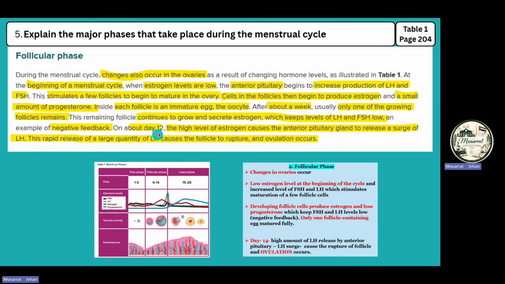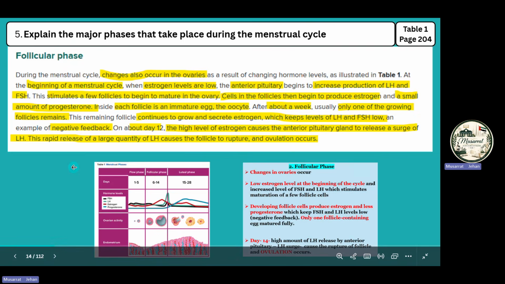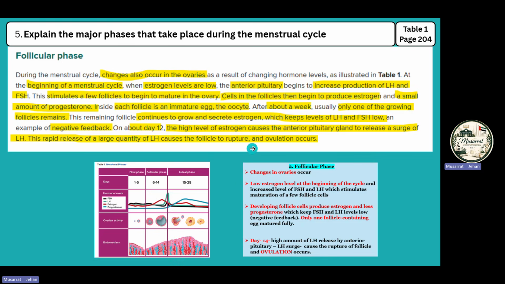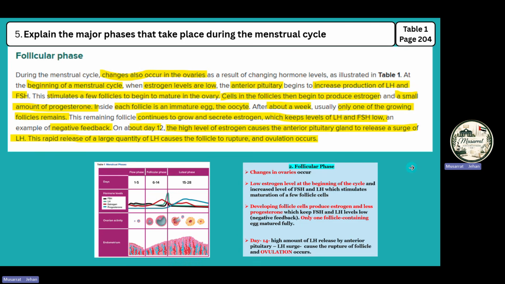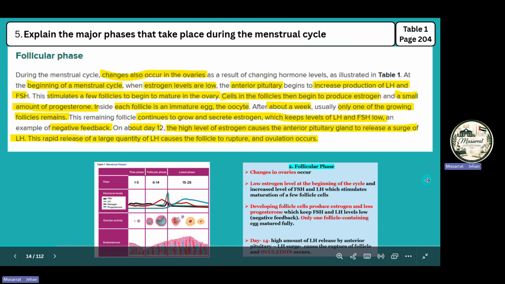So on about day 12, the high level of estrogen causes the anterior pituitary gland to release a surge of LH. This rapid release of a large quantity of LH causes the follicle to rupture and ovulation occurs. So when does ovulation occur? On about day 12. So if you can see here in short, follicular phase, what's happening?